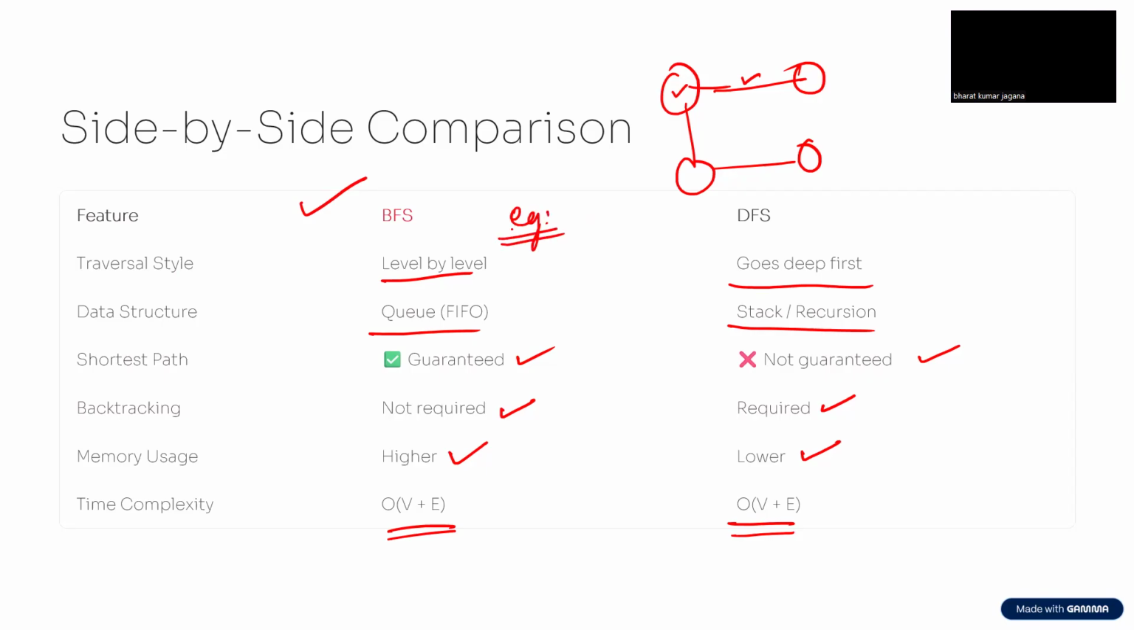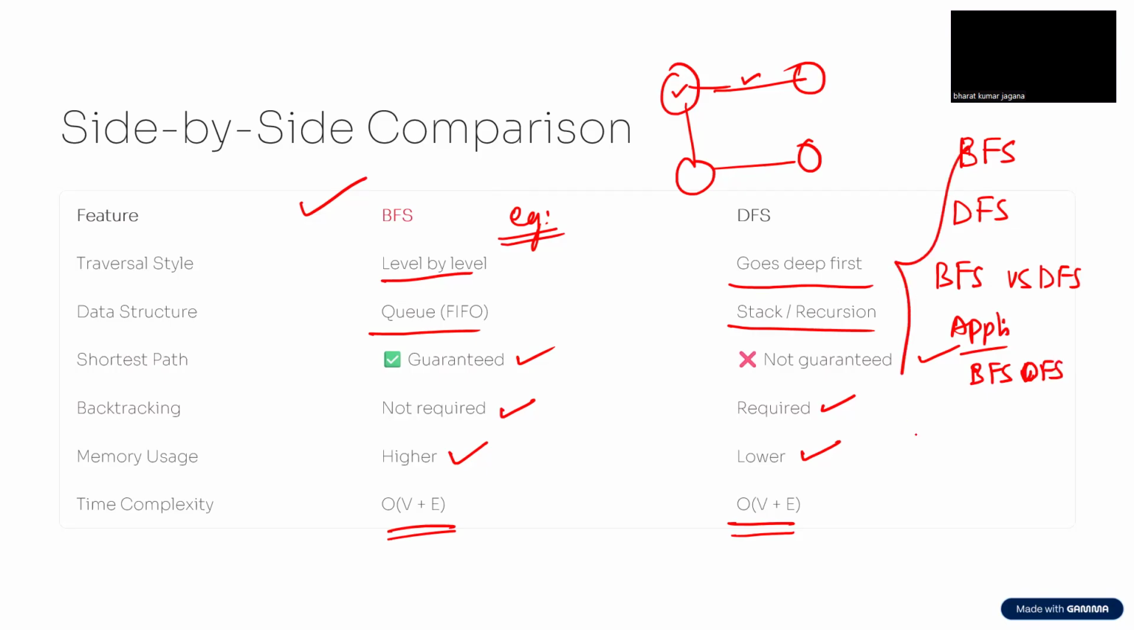This is all about BFS and DFS. We have learned how BFS works and how DFS works, and we have learned the theoretical difference between BFS and DFS, and also where they are used, the applications of BFS and DFS. I hope this should be enough for you to crack any question that is given on BFS and DFS. So thank you so much.